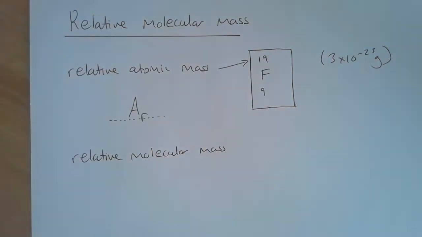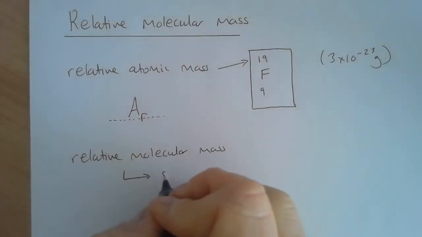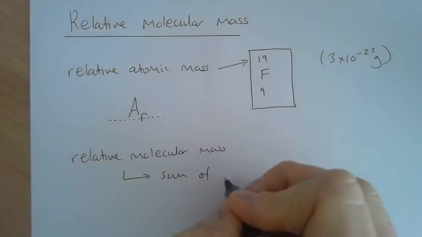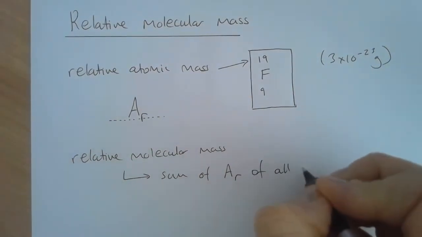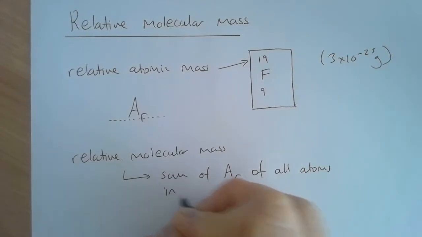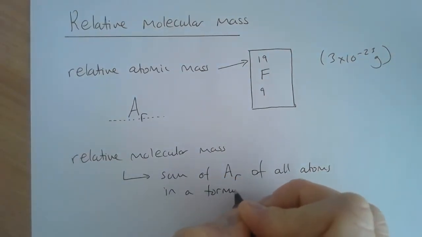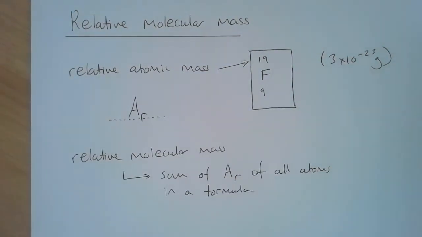Now, it's essentially the mass or relative mass of a single molecule of something, but we've got to be careful there because we can also use relative molecular mass to describe things that are not molecular as well. So it is the sum of the relative atomic masses, the Ars, of all the atoms in a formula. Much easier if we just have a look at some specific examples.